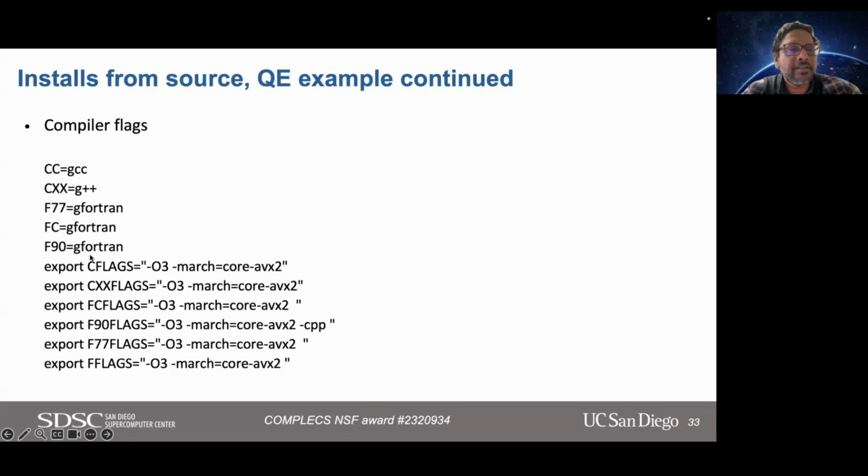So here we basically gave all the compilers that are GNU based. So it's GCC, G++, and GFortran. Then you can set all the optimization flags. So I'm setting CFLAGS as -O3 and then the AVX2 optimization.